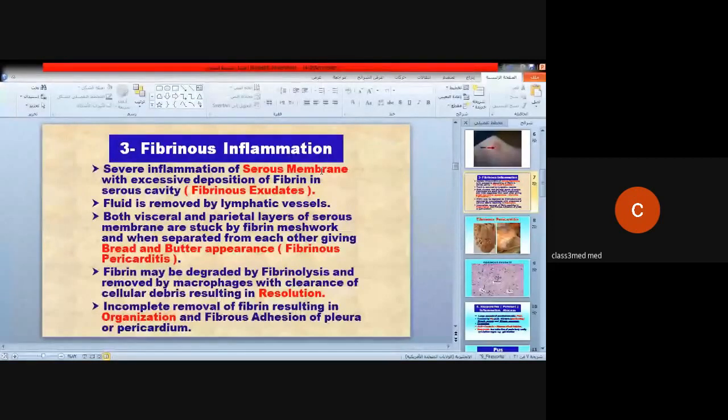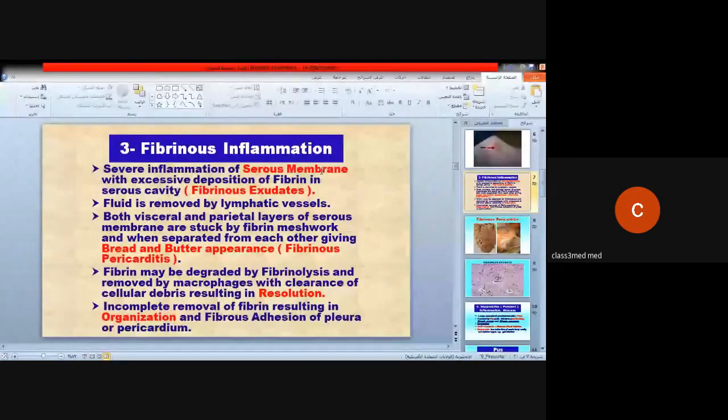And there are a few cc of fluid, about 5 ml of fluid between these layers for easy movement of these layers on each other, so that the visceral and parietal layers move easily. A little fluid between them is normal to facilitate the movement of the visceral and parietal layer on each other.